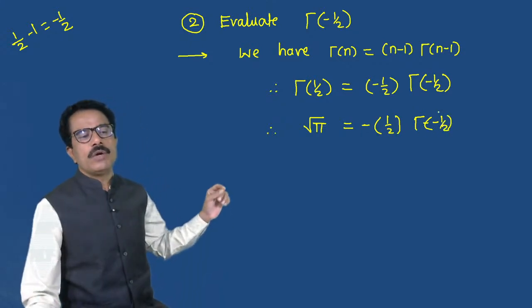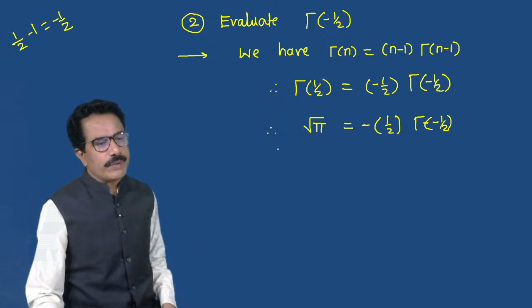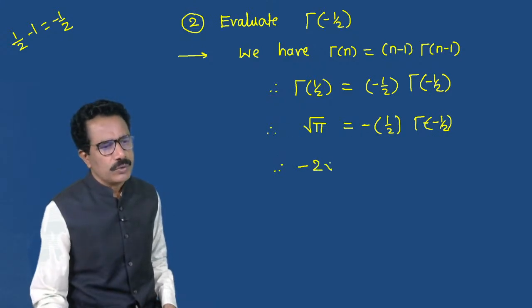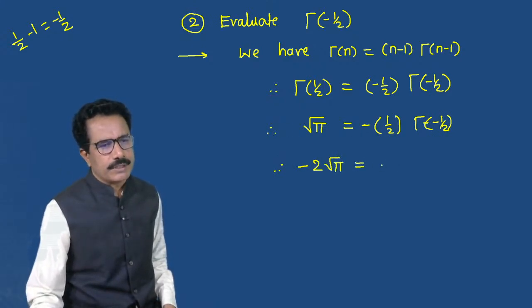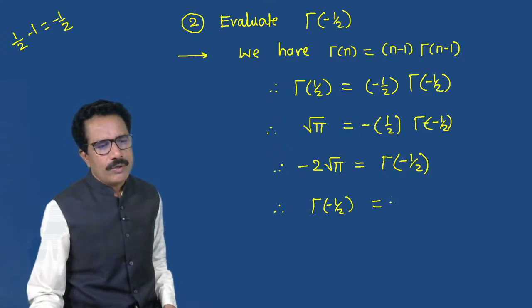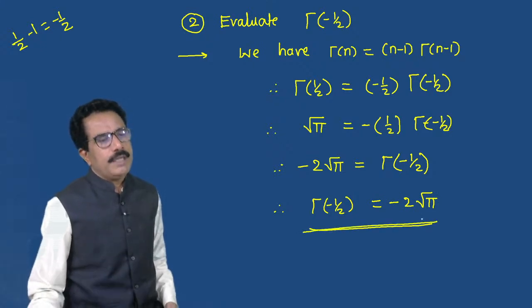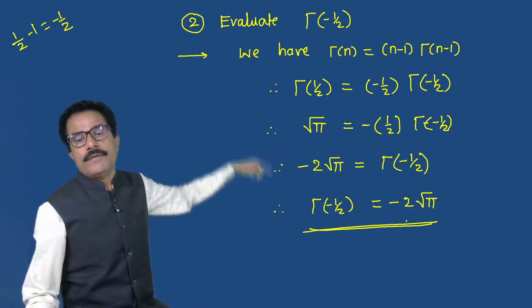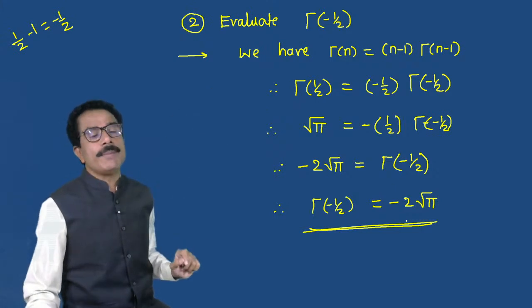Is it okay? Actually we have to find out the value of gamma minus 1 by 2. So you can take this on the left side. The minus 1 by 2 in division goes to multiplication, minus 2 root pi, which is equal to gamma of minus 1 by 2. So we can write gamma of minus 1 by 2 equals minus 2 root pi. Thus we can obtain the value of gamma minus 1 by 2 from gamma 1 by 2. Okay. Similarly we can find the next, the third.